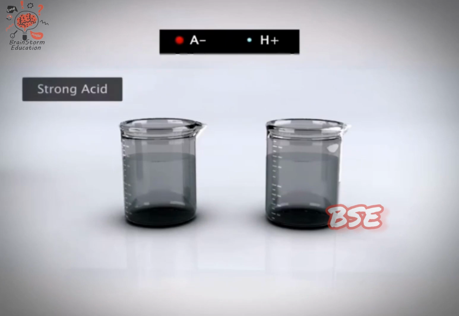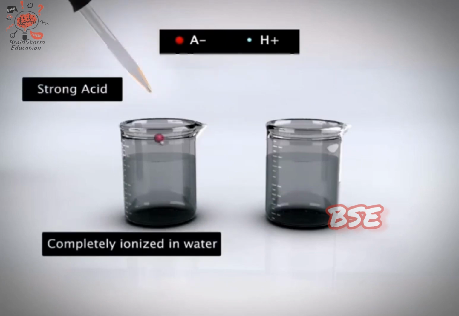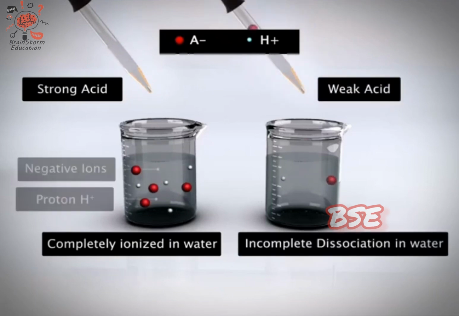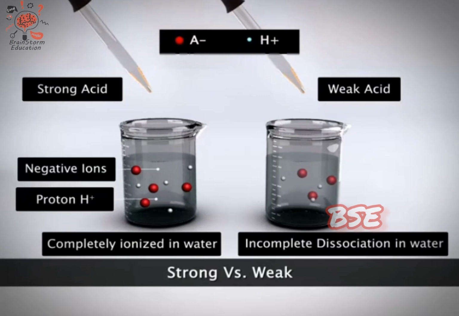The term strong indicates complete ionization. The term weak indicates incomplete dissociation. The strength of the solution depends on the nature of the acid or basic solution.